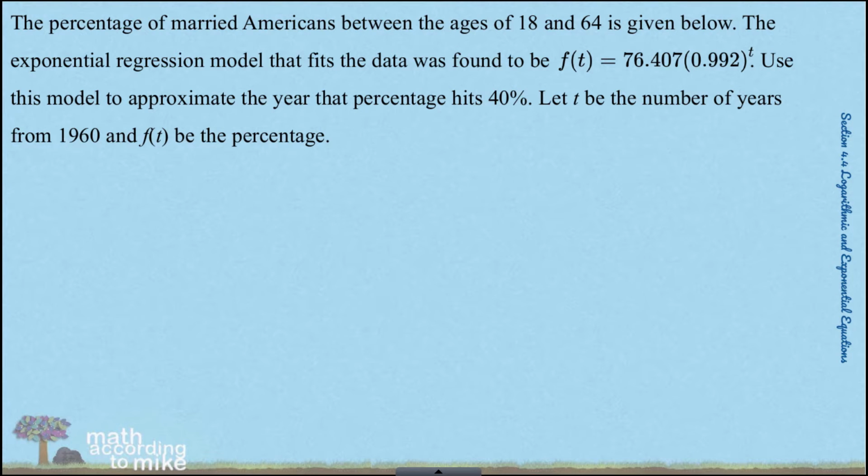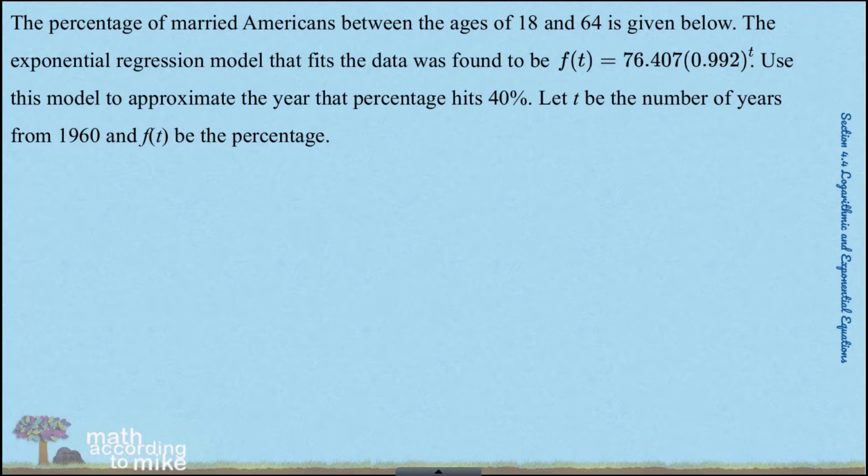The percentage of married Americans between the ages of 18 and 64 is given below. By that function, f of t is 76.407 times 0.992 raised to the t, where t is the number of years since 1960 and f of t represents the percentage. We're going to use this model to approximate the year that the percentage hits 40.